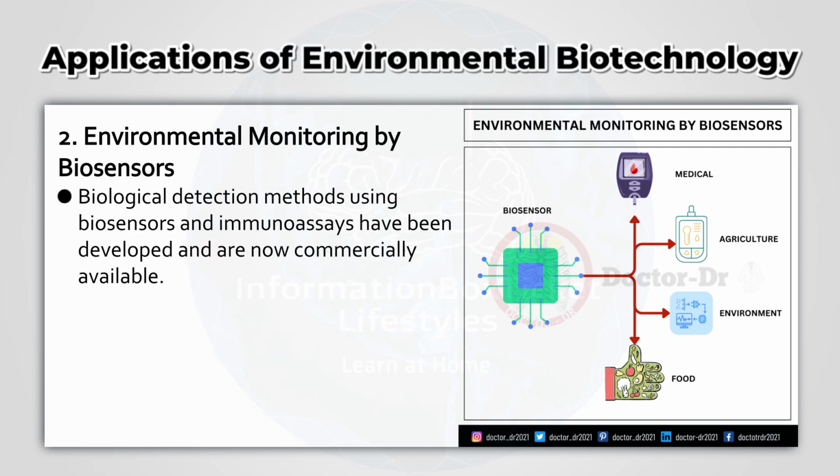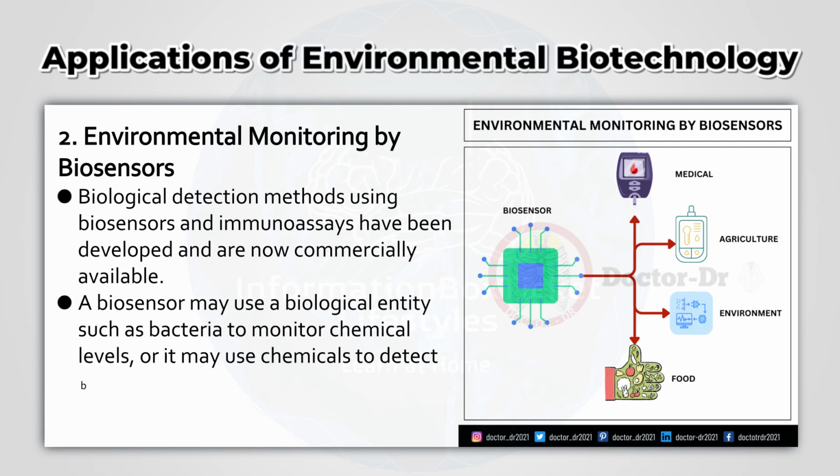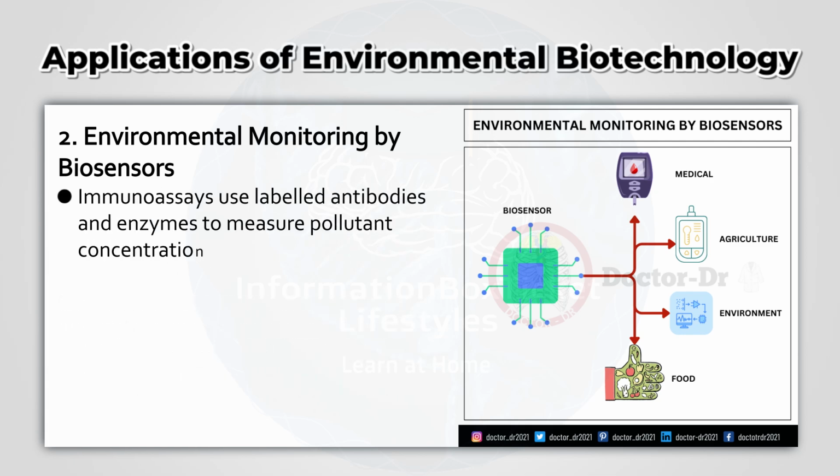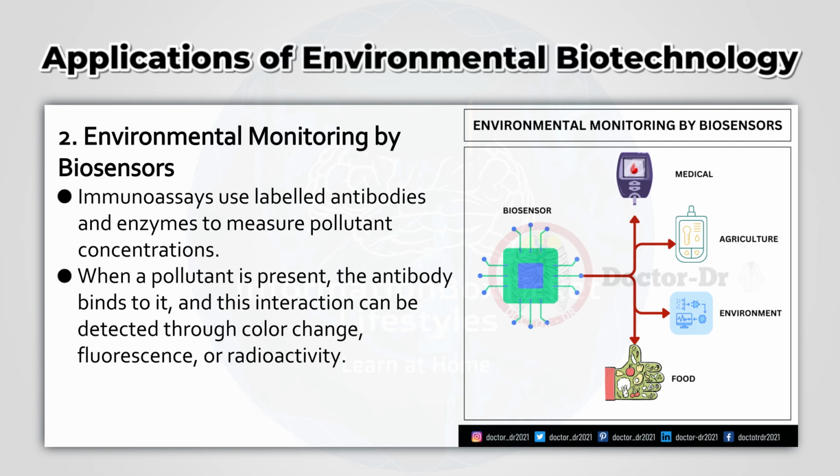Biological detection methods using biosensors and immunoassays have been developed and are now commercially available. A biosensor may use a biological entity such as bacteria to monitor chemical levels, or it may use chemicals to detect biological entities such as pathogens. Immunoassays use labeled antibodies and enzymes to measure pollutant concentrations. When a pollutant is present, the antibody binds to it, and this interaction can be detected through color change, fluorescence, or radioactivity.